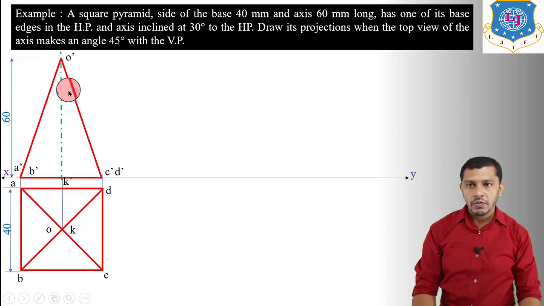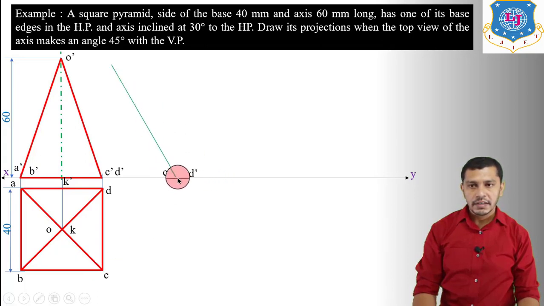So now we have to copy this figure over here, or we have to redraw this figure over here by inclining base A dash B dash C dash D dash at an angle of 60 degree, and we have to take C dash D dash on XY reference line, because we are going to take base edge CD on HP. So if base edge CD will remain on HP, the elevation of CD will remain on the XY reference line. So first of all, draw a line at an angle of 60 degree.